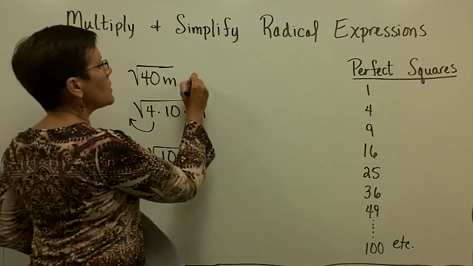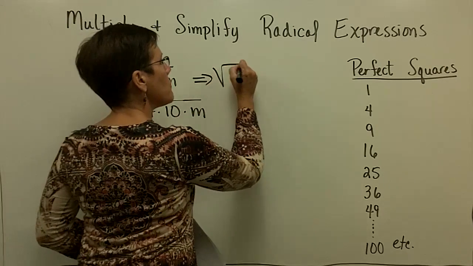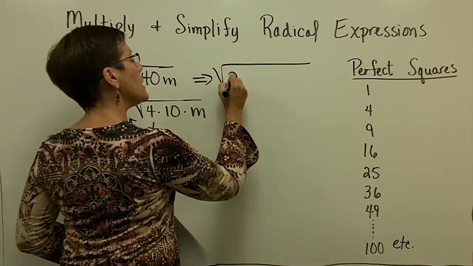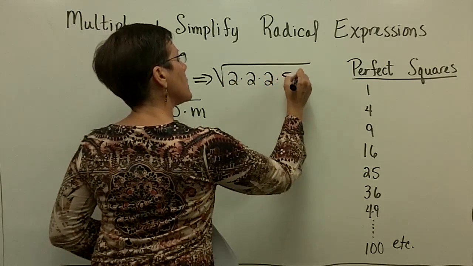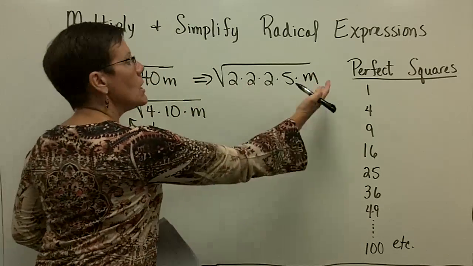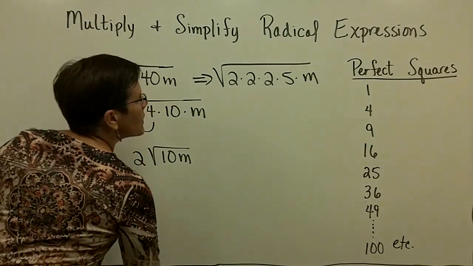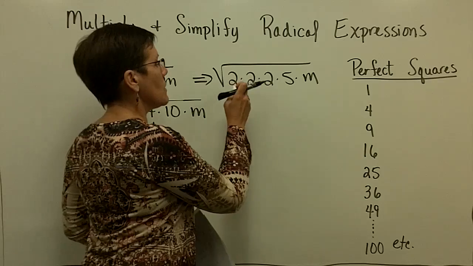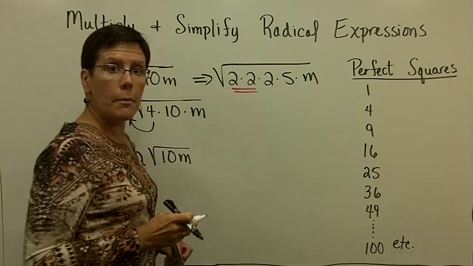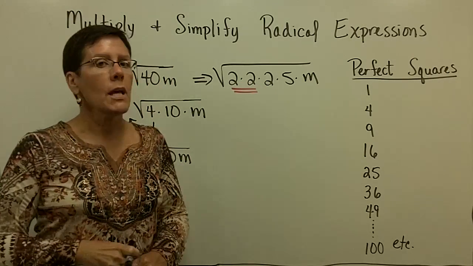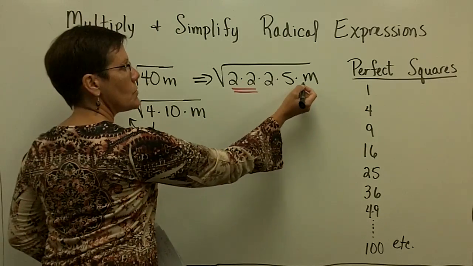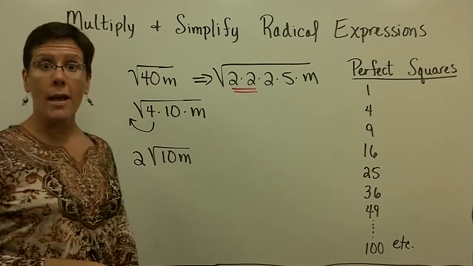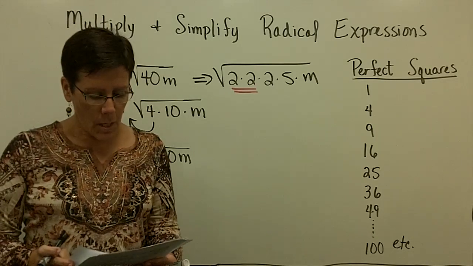Or you can think of the number 40. Let's write it as its prime factors. So let's see, 2 goes into 40, and then there's 20 left, and 10 left. And it looks like this is the prime factorization of the number 40. And so what you would see is that there's that pair of 2's, and the square root of that would come out, and you'd be left with 2 times 5 times m, or 10m, under the radical.